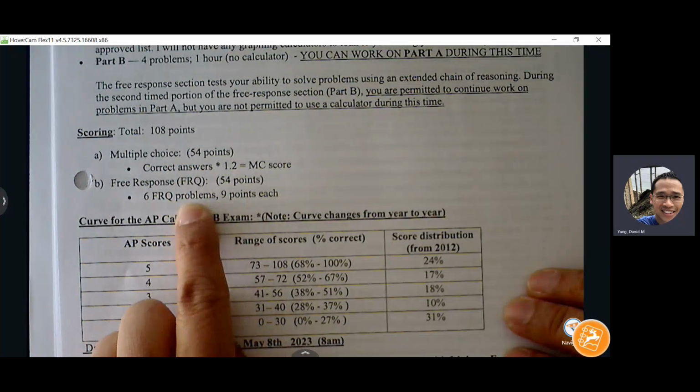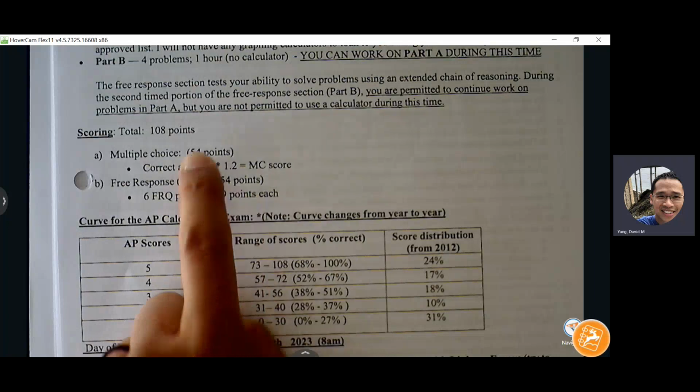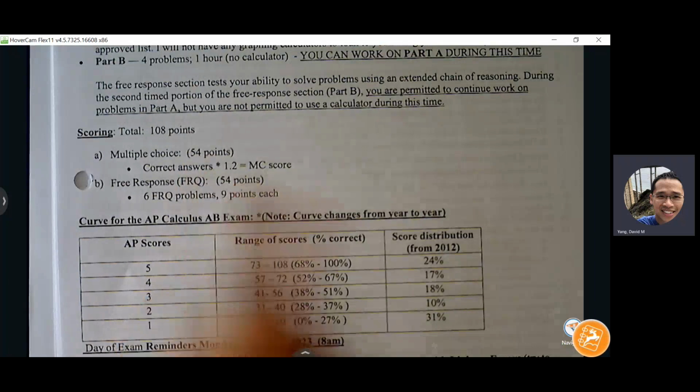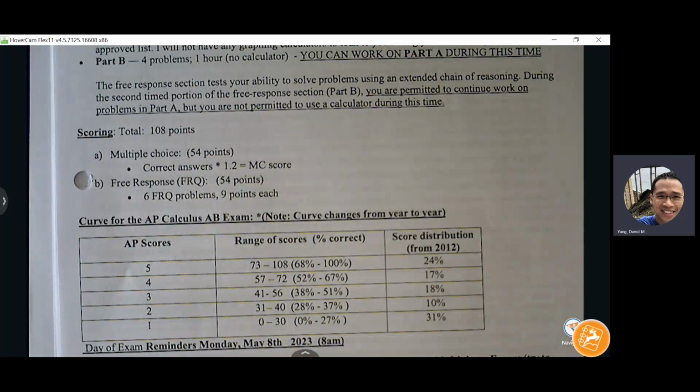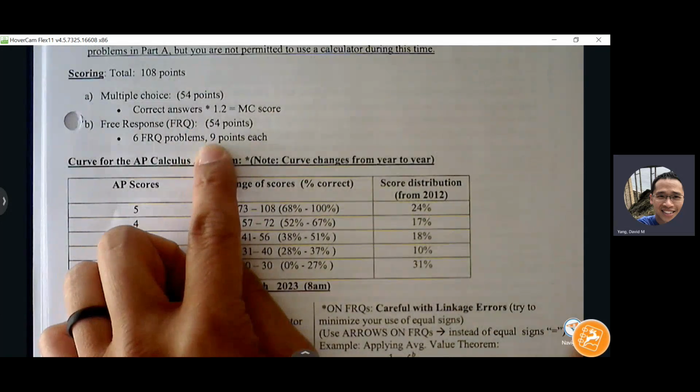Free response is 6 free response questions. Every free response question is 9 points each, so 9 times 6 is 54. But to make it so that multiple choice and free response are equally weighted, they multiply the 45 by 1.2. That gets the 45 questions to 54 points, and that allows the two portions to be equally weighted and add up to 108.